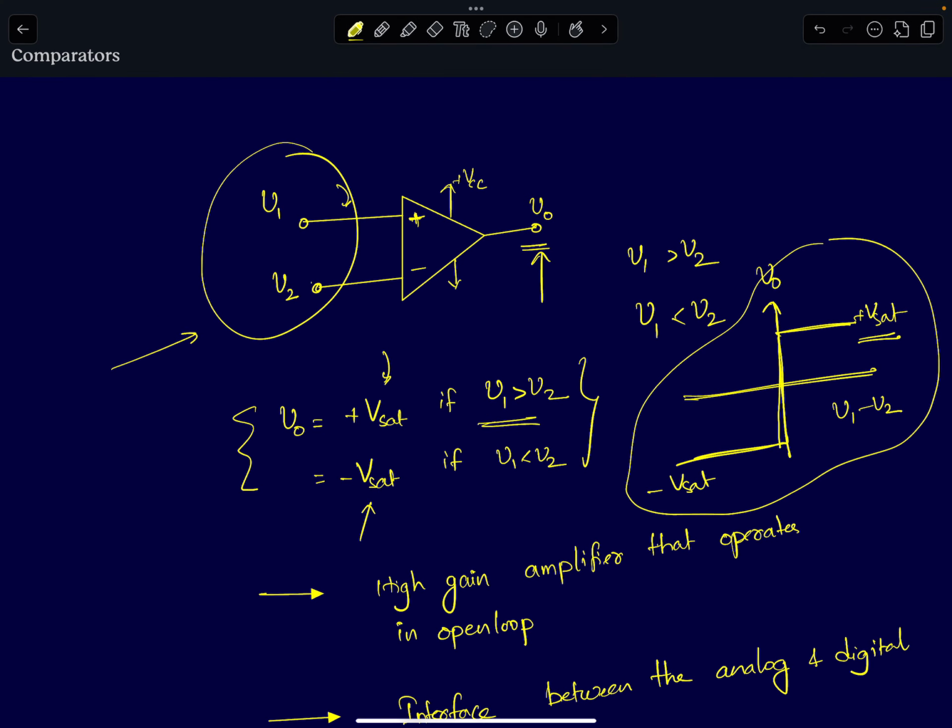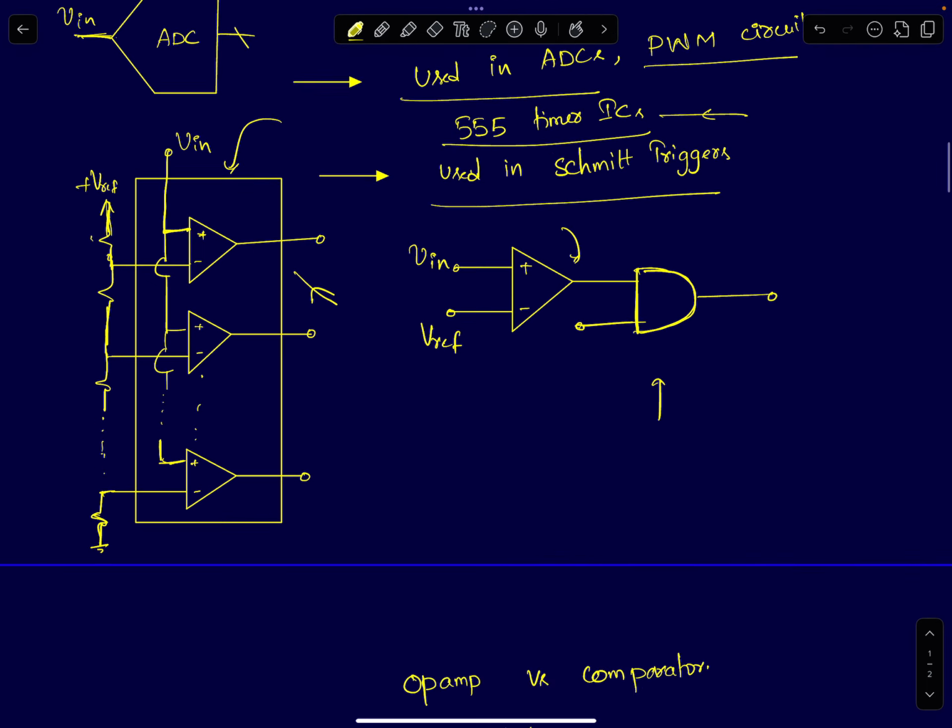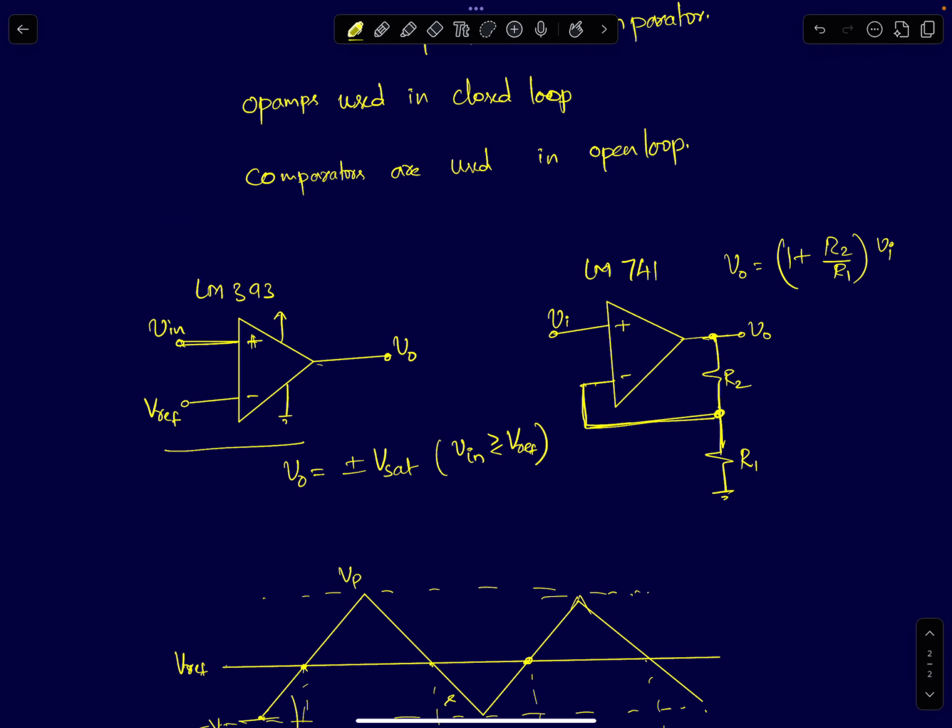The difference is that a comparator is always used in open loop, and an op-amp is mostly used in negative feedback. That is why you see op-amps and comparators as different flavors of chips that are supplied by companies. If you look at TI and other companies, they sell you op-amp chips separately and comparator chips separately. In a few moments, we will see what is the difference between the construction of these two integrated circuits.